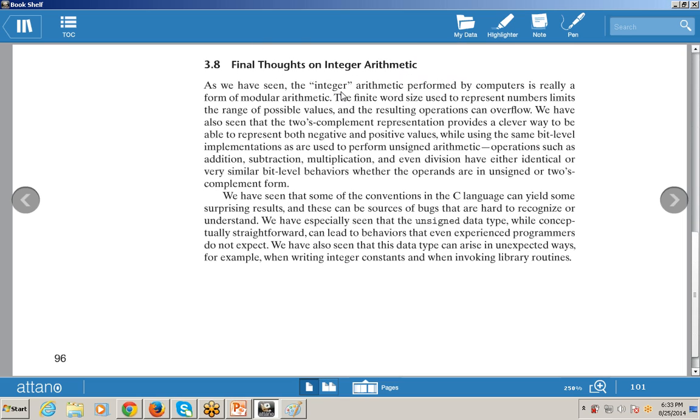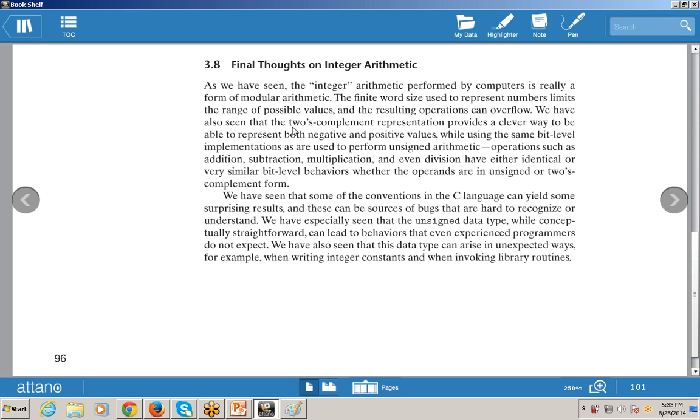Now let's see line by line, because this is the final thought. As we have seen, the integer arithmetic performed by computers is really a form of modular arithmetic. The finite word size that is used to represent numbers limits the range of possible values, and the resulting operations can overflow. Whenever we add or multiply numbers, many values overflow and could be discarded on the left-hand side.